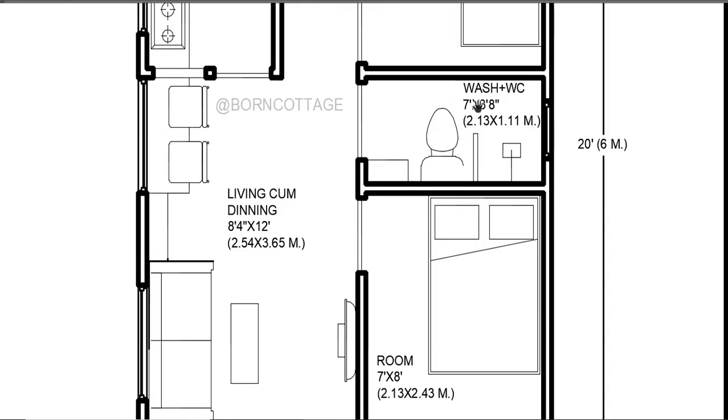So on the right side we have a common use washroom plus water closet here. The size of the washroom is 7 feet into 3 feet 8 inches, in meters 2.13 into 1.11 meters. You can see here the wash basin, water closet and the shower area, and the water closet and shower area are separate. We have a ventilator for ventilation of this washroom. After that we will go inside.